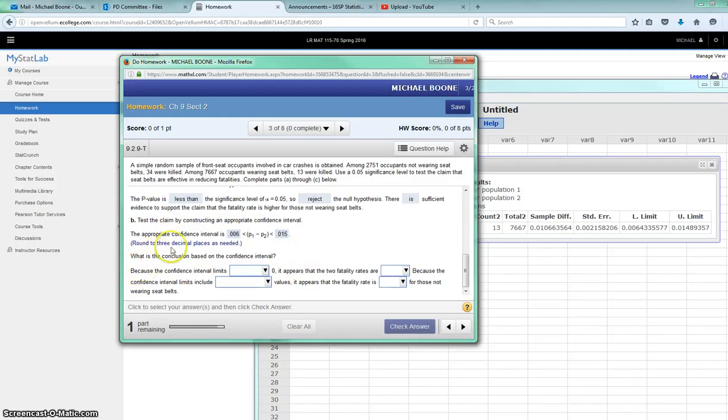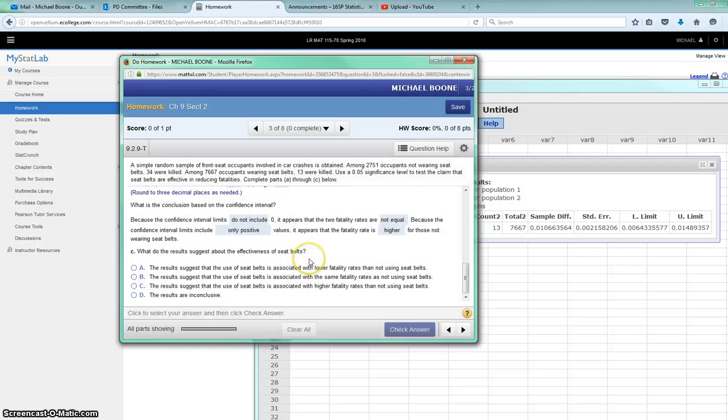On the confidence interval, again, we don't see a 0 in it. Therefore, we'd reject, right? Since 0.006 is above 0 and 0.015 is above 0, 0 is not within that interval, so that would also allow us to reject. It does not include 0. It appears that the two fatality rates are not equal because the confidence interval limits include only positive values. It appears that the fatality rate is higher for those not wearing seatbelts.